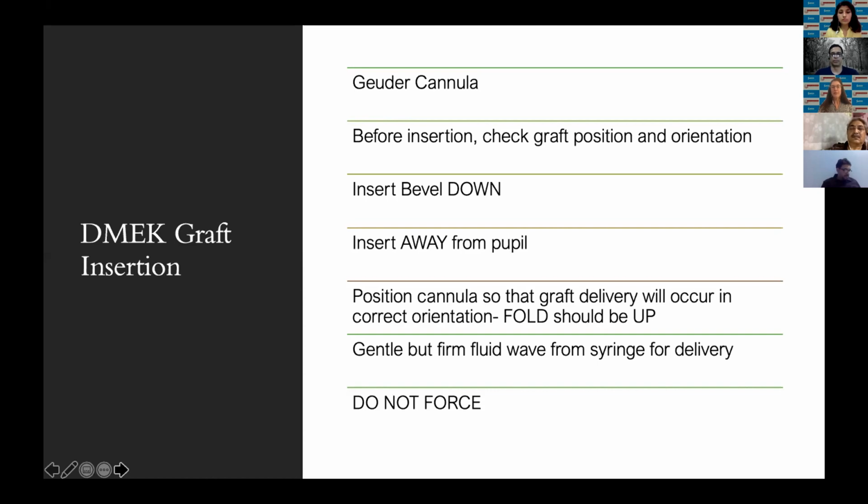Before insertion, you want to check the graft position and orientation. You want to insert it bevel down. This is very important. You want to insert away from the pupil and position the cannula so that the graft delivery will potentially occur in the correct orientation. Again, this will all be in the video. I just want to mention these first. You want a gentle but firm fluid wave. That's also very, very important. Do not force. And so let's have a look at the video.